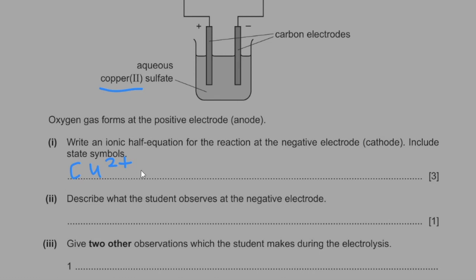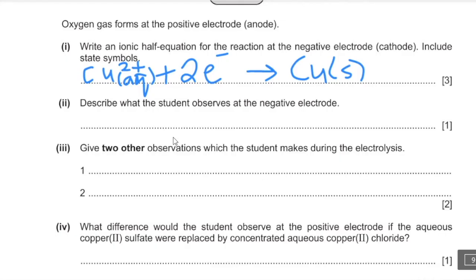So how many electrons do you need to add to convert this oxidation state into 0? You need to add 2 electrons to cancel out this 2+ charge, to convert this copper ion into copper metal, and you're supposed to include the state symbol. Since this is the metal form, it forms in the solid state, and the ions are in the form of aqueous solution. 2. Describe what the student observes at the negative electrode.